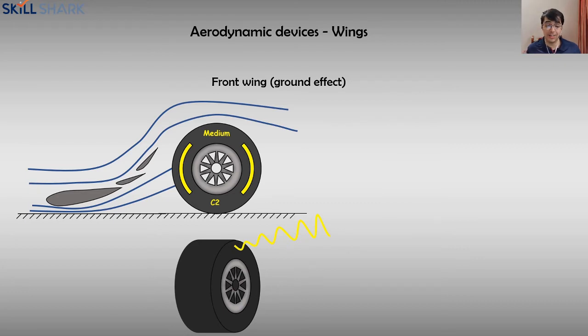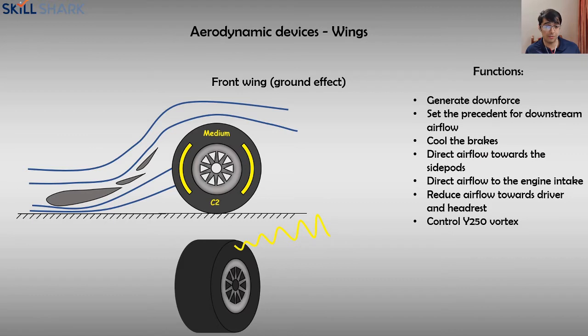Anyhow, you have to actually prevent these vortices from getting onto the car, and that's another task of the front wing. Of course, you need to generate downforce, set a precedent for the downstream airflow, because all the air that hits the front wing, the way that air moves is dictated by how the front wing manipulates the airflow. Of course, you need to cool the brakes, which is what usually the air that goes underneath the wing is kind of directed to brake ducts. You need to send air to the engine, the side pods, send air around the driver and the headrest.